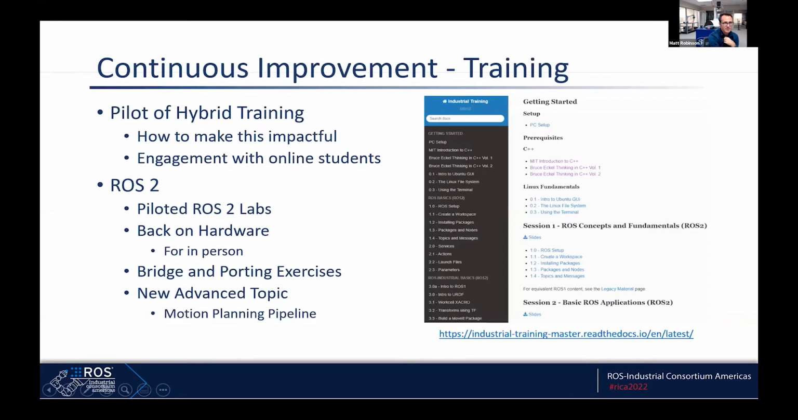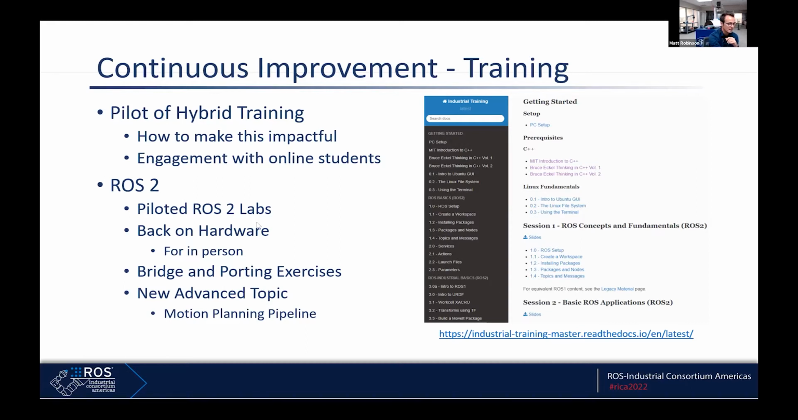So with that being said, we are still working on our core tools relative to what makes ROS-Industrial beneficial to the community. One of these things is continuous improvement of training. We did end up piloting hybrid training. Some of you here today may have attended one of these hybrid sessions, and hopefully your experience, if you attended as a remote attendee, was okay.